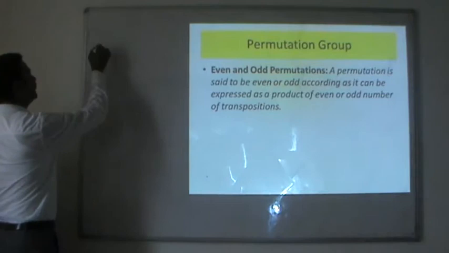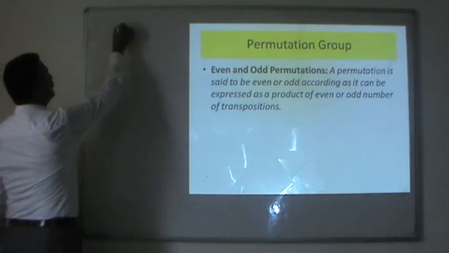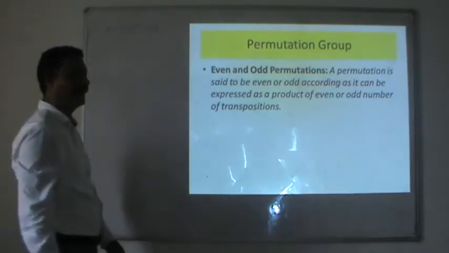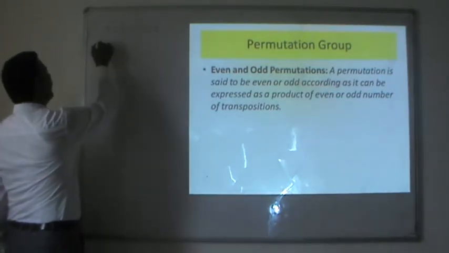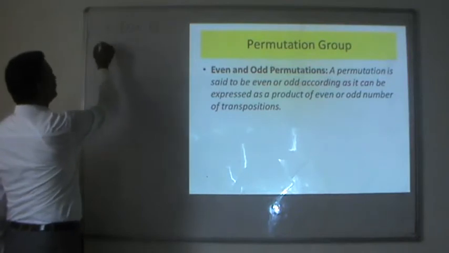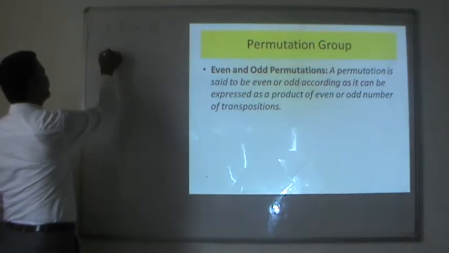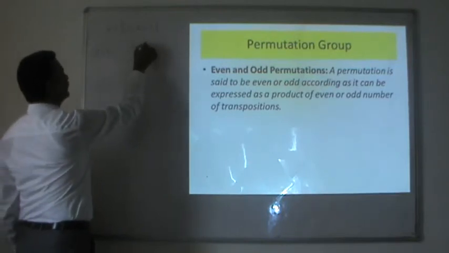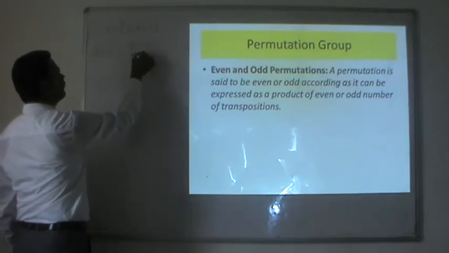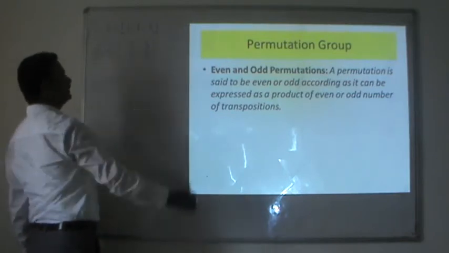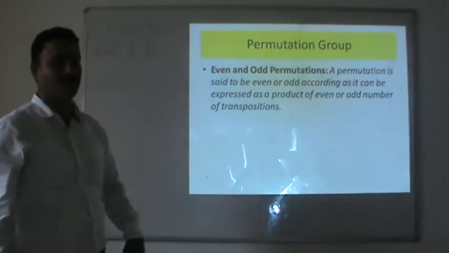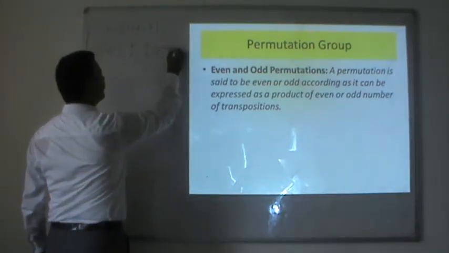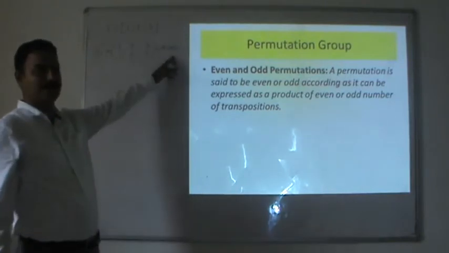Let us consider an example of even and odd permutations. Suppose we consider a finite set X having three elements, 1, 2, 3. We describe a permutation over this finite set X. The permutation 1, 2, 3 to 1, 2, 3 is the identity permutation, and the identity permutation is always an even permutation. No need to be confused, the identity permutation is always even.